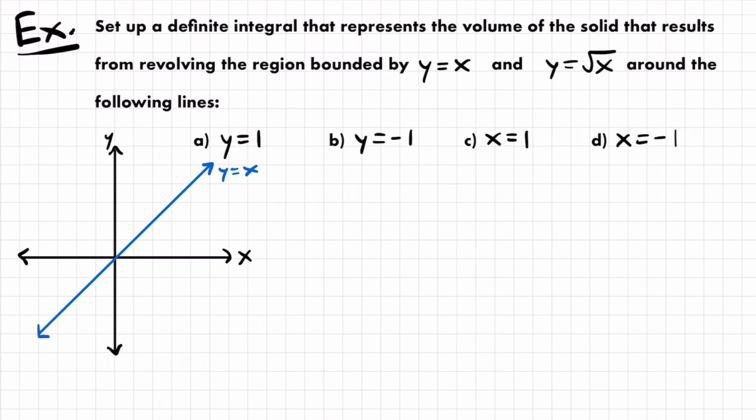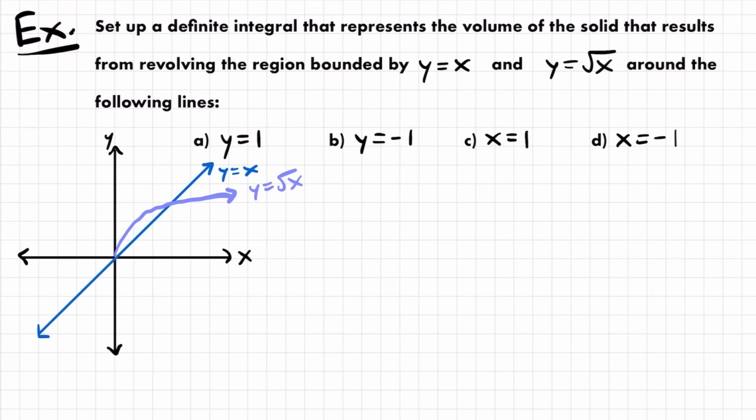And then let's graph our other equation. We have y equals the square root of x. And the graph of the square root of x will look something like this. All right, so that's y equals the square root of x. Okay, and so then before we start working on part A, where we're going to be revolving around y equals 1, let's first figure out where these two functions intersect. We want to figure out what point this is right here.